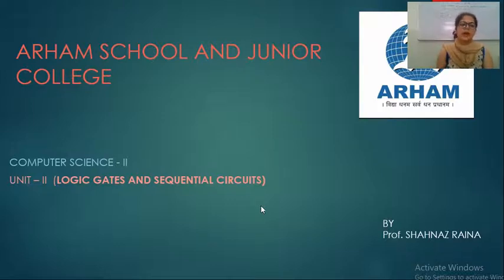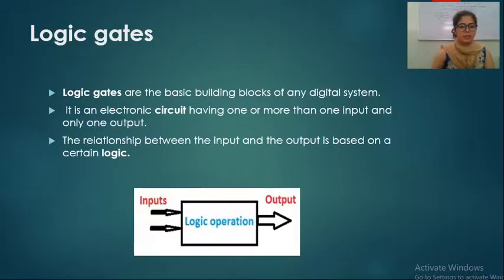Students, in the first unit of CS2, we studied different types of materials that we use to design different types of circuits. Now in this unit we have to study logic gates and sequential circuits. So what are logic gates, why are we studying them, and what are sequential circuits? This is the second unit of CS2, so let's start.